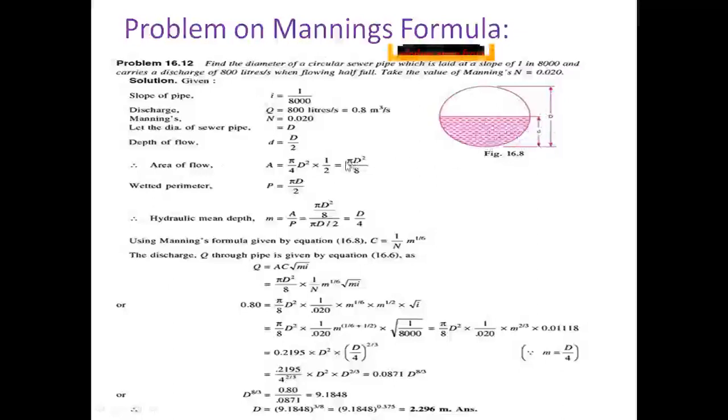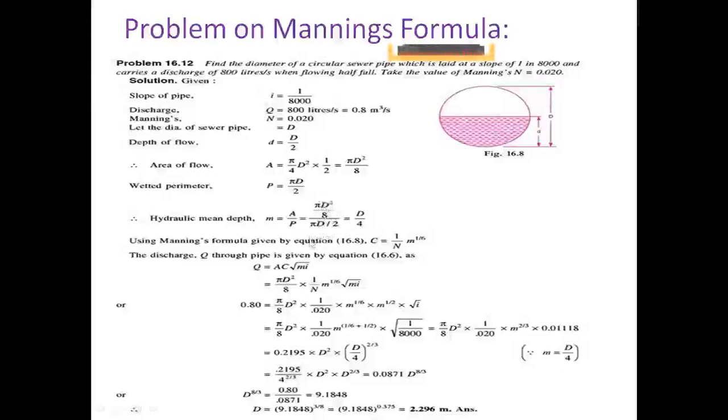So this value, pi into D square by 4 into 2, equals pi D square by 8. Area is pi D square by 8. Wetted perimeter is pi D by 2, pi into total diameter of the sewer pipe by 2. Hydraulic mean depth m equals A by P, so pi D square by 8 divided by pi D by 2.